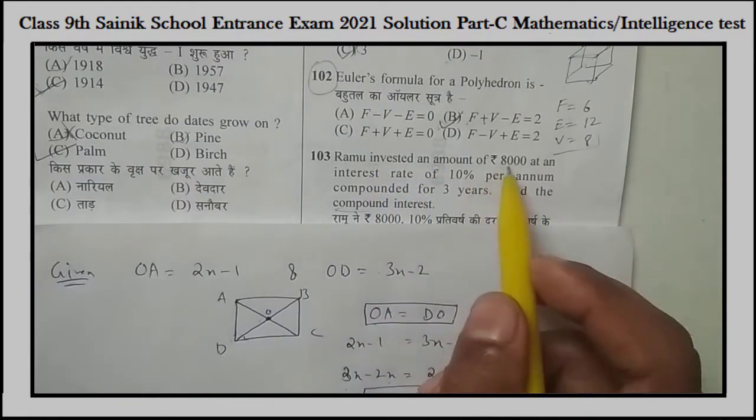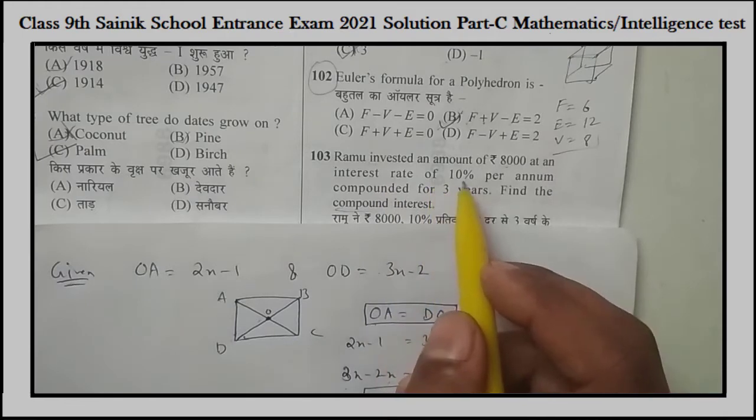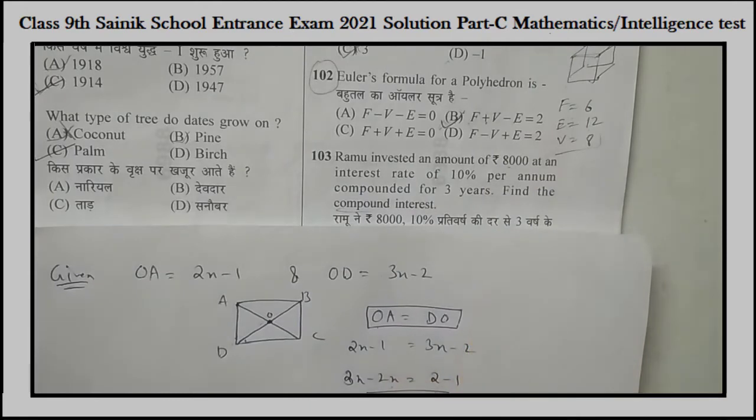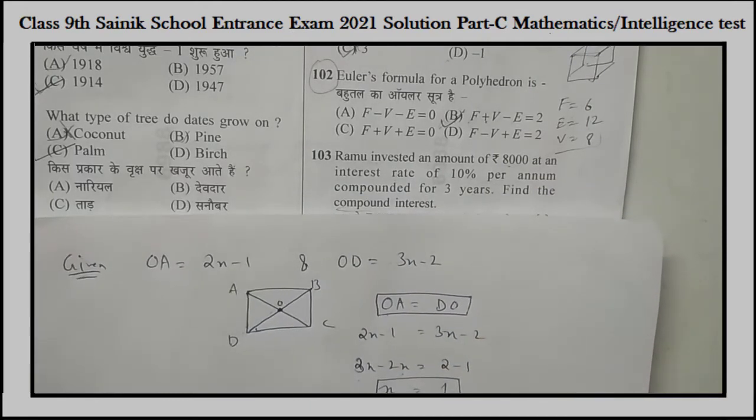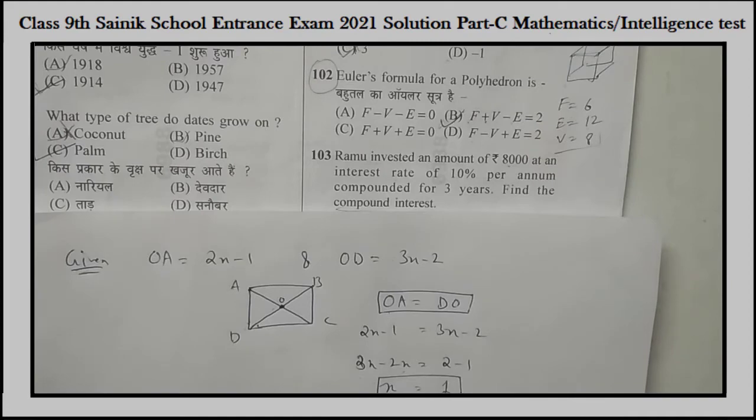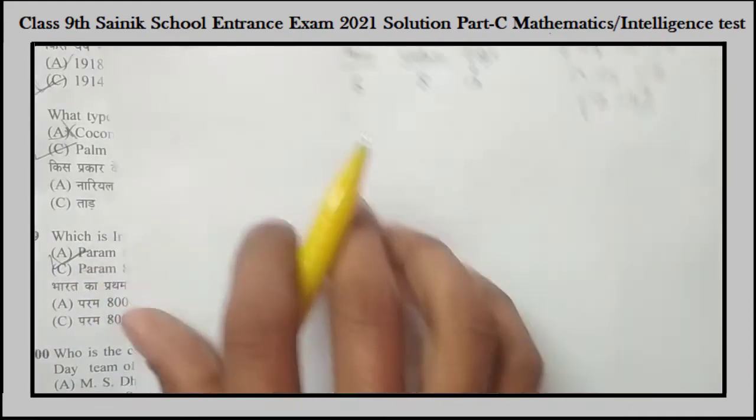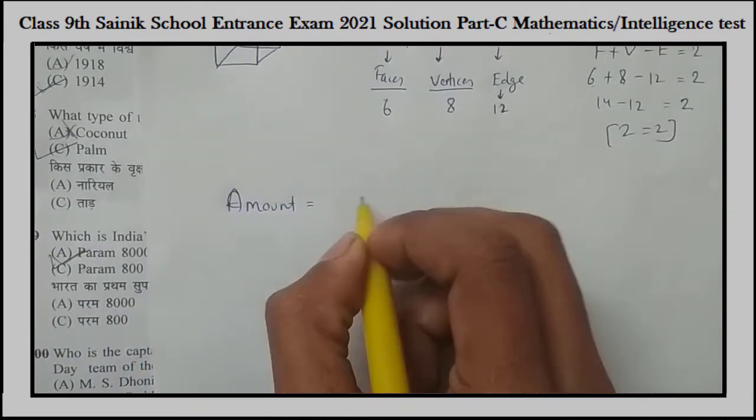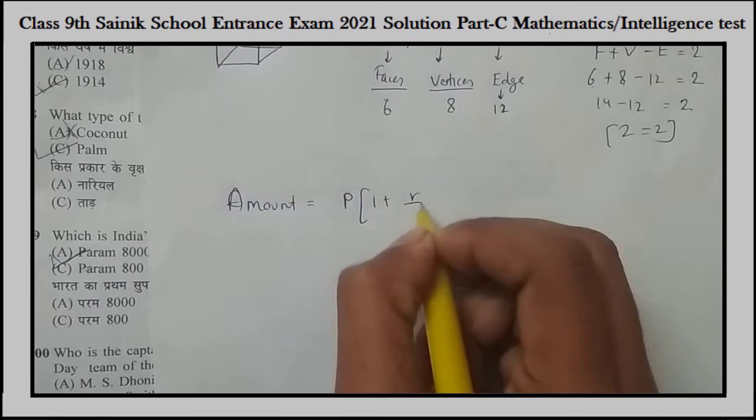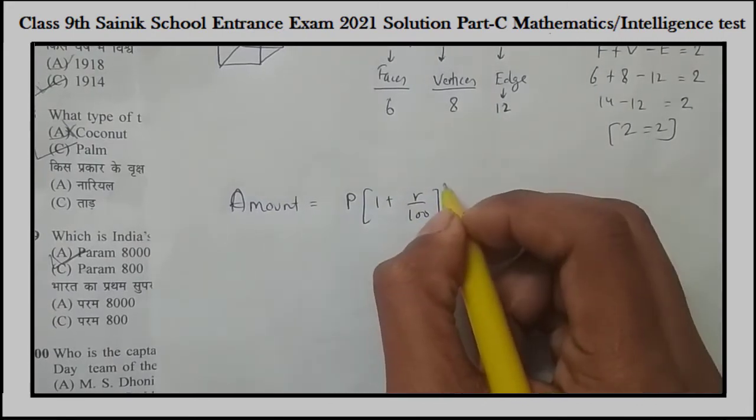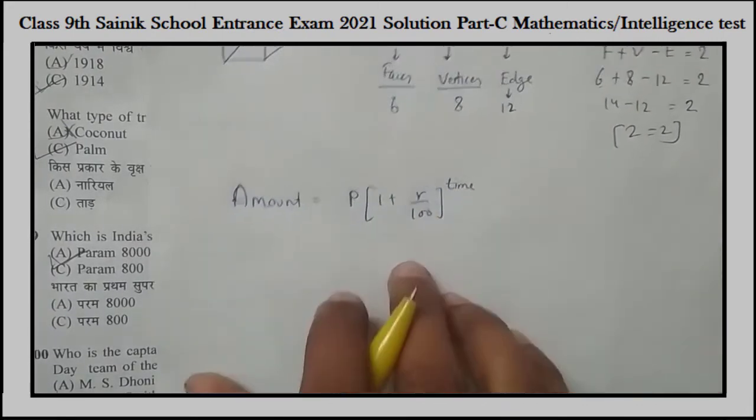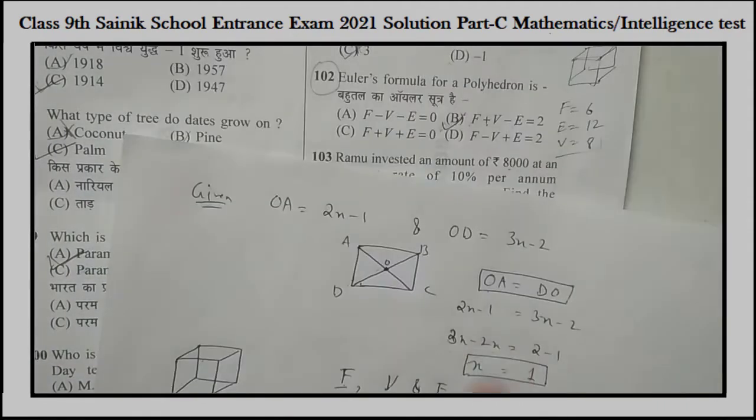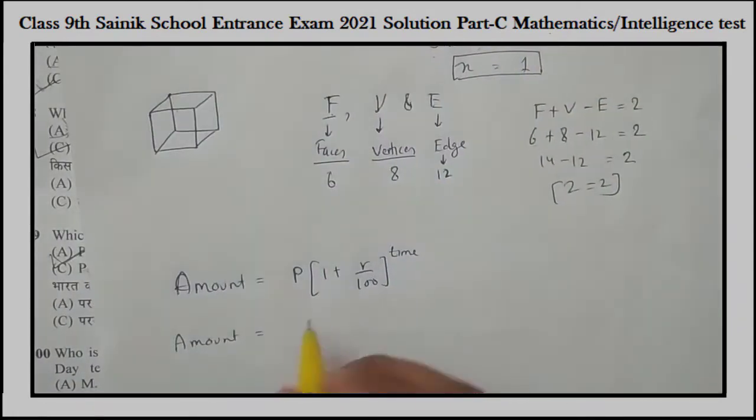Ramu invested an amount of 8,000 at an interest rate of 10% per annum, compounded for 3 years. Find the compound interest. So here you will remember the formula of compound interest, and we also know that the formula for amount is P(1 plus rate upon 100) raised to the power time. Okay, so from here we can calculate amount. Amount is equal to P, the principal amount. What is the principal amount? 8,000 rupees.